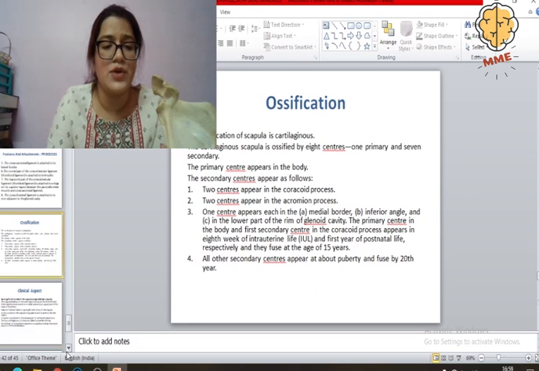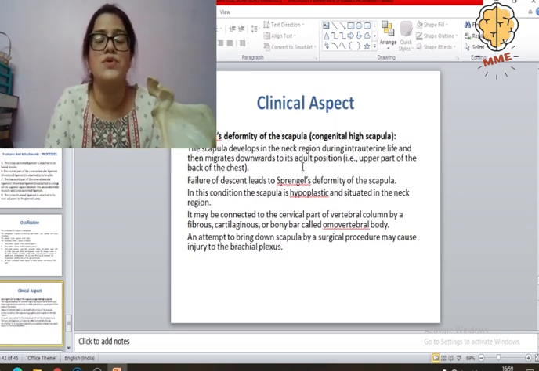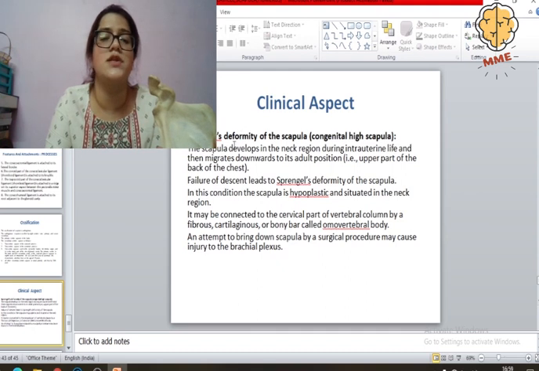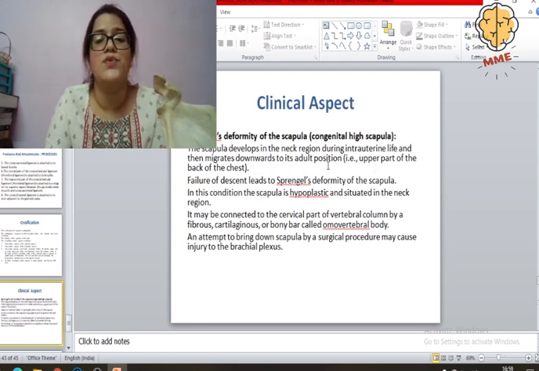Ossification of the scapula is not as important, but you can just read through it in order to know it. Clinical aspect: this is also not very important, but I have given it because it is mentioned in the book, though not very frequently asked. So Sprengel's deformity, what is that? Scapula develops in the neck region during intrauterine life and then migrates downwards to its adult position. Failure of descent leads to Sprengel's deformity of the scapula.